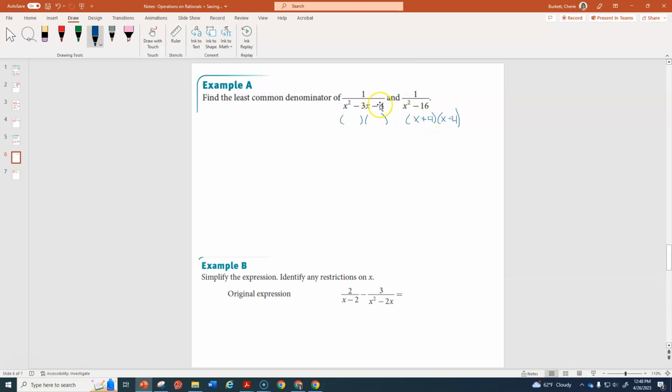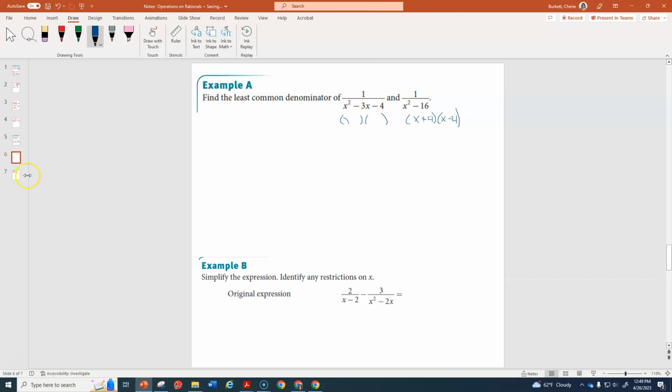Two numbers that multiply together give, this is an easy trinomial, by the way. How do I know it's an easy trinomial? The leading coefficient is 1. So all I got to do is multiply two numbers to get 4, that subtract to get 3. Two numbers that multiply together to give me 4, 4 and 1. 4 minus 1 will give me 3. So that's what are my numbers.